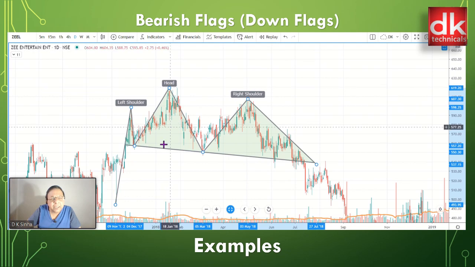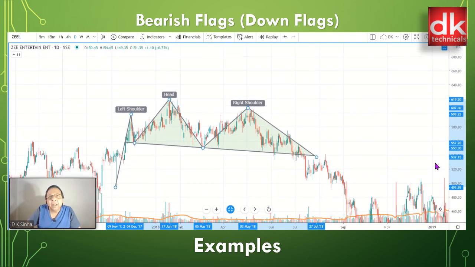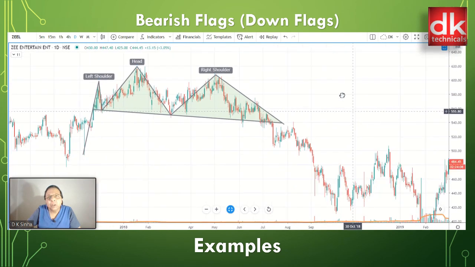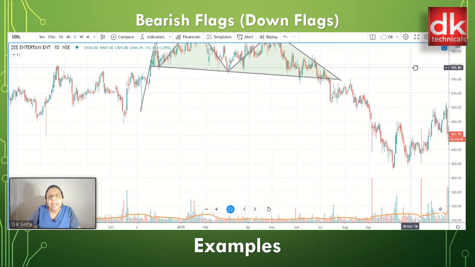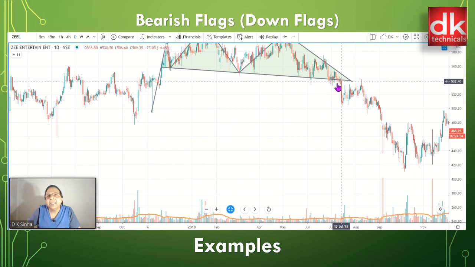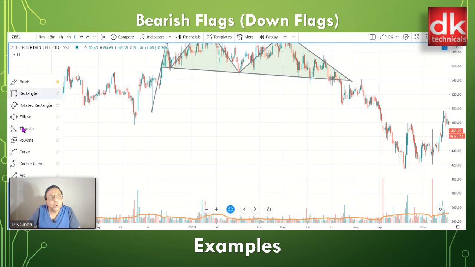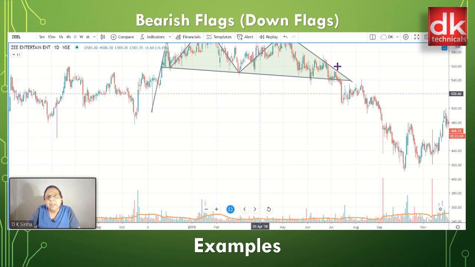We can measure head to neckline and then project it from the downside. But here we are discussing trading the bearish flag. So we can see that once the breakdown has taken place, the price retraced upside, and there was a formation of a flag, which I will draw and show you. This was the pole. I am drawing the flag.